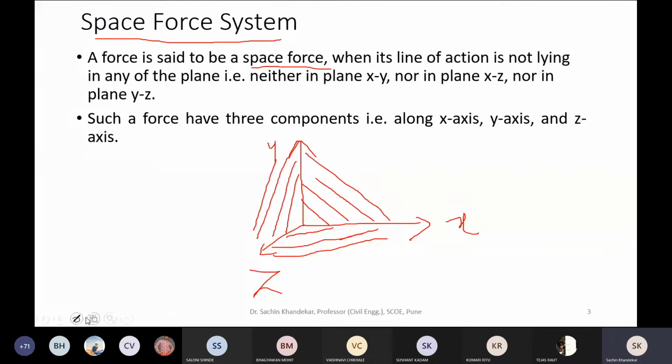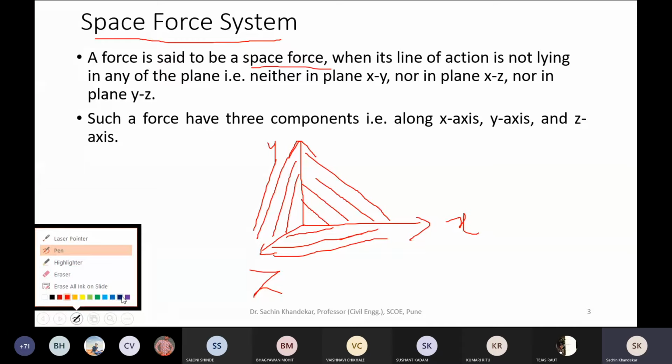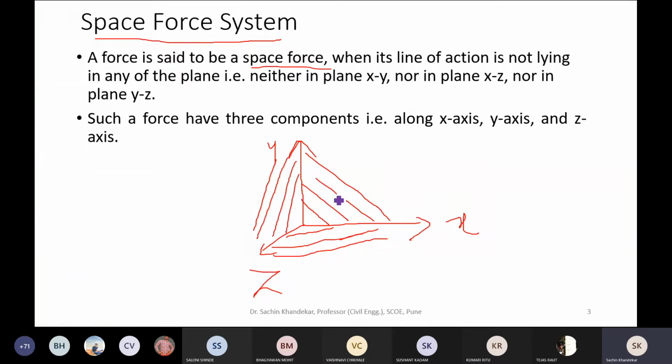If any force is lying in any of the planes, suppose a force F is lying in the xy plane, it is called a two-dimensional case, which we have studied in unit number 1 as well as in unit number 2. Till date, whatever we have studied was for the two-dimensional case. Two-dimensional case means a coplanar force system. We have studied the different force systems: coplanar force system, concurrent, coplanar, etc.